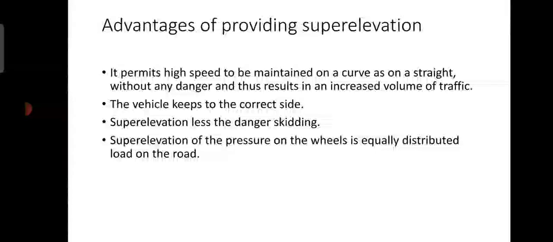What are the advantages of providing this super elevation? Super elevation permits high speed to be maintained on a curve as on a straight without any danger, and thus results in an increased volume of traffic. The vehicle keeps to the correct side. Super elevation lessens the danger of skidding. The pressure on the wheels is equally distributed along the railway track.